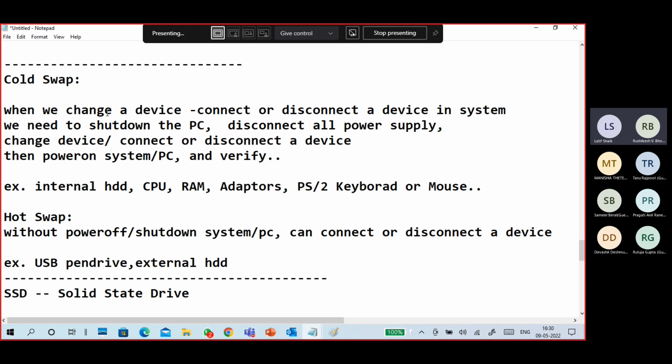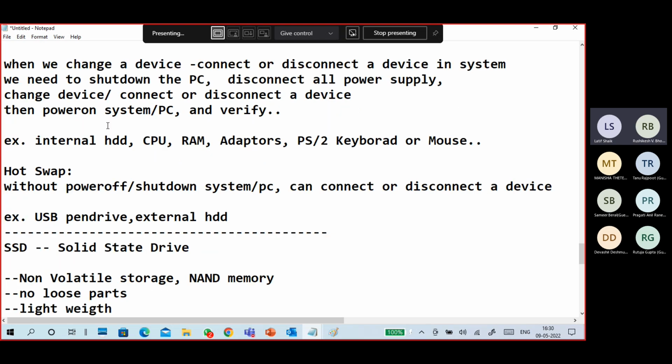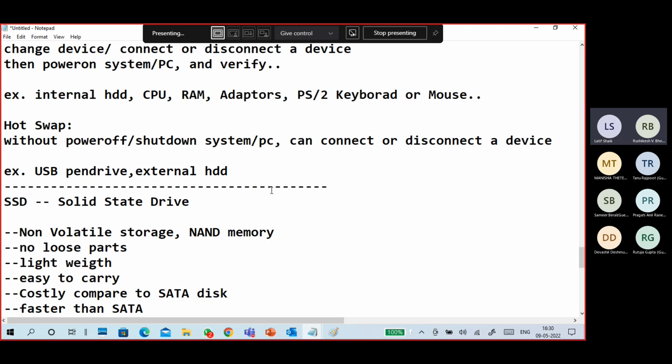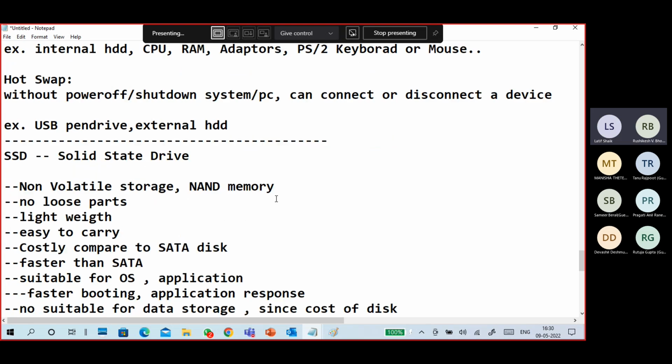There is hot swappable and cold swappable. Cold swappable means that to connect or disconnect a device, you have to shut down your computer, remove the power connections, connect it, and then start the computer. Only when power is off can we connect or disconnect it. That is called cold swappable. Hot swappable means we can connect or disconnect devices without powering off. For example, pen drives and external hard disks.